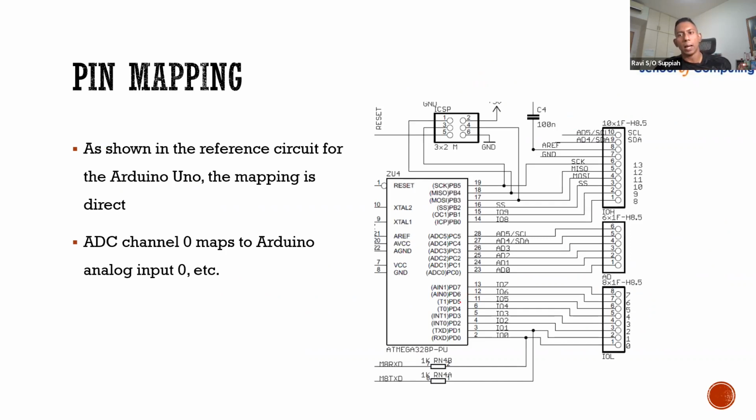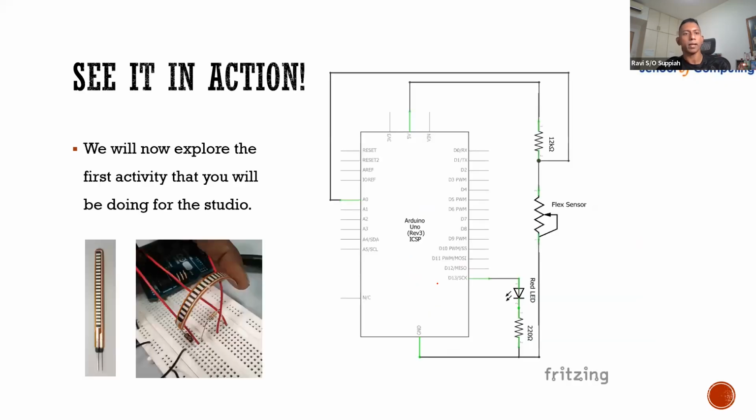In terms of the pin mapping, the mapping of the analog signals is shown here. So ADC 0 to 5 are mapped to A0 to A5 on the Arduino pinout connectors. On the board itself, you can see the labels A0 to A5 as analog input pins. So ADC channel 0 maps to analog input 0 and so on. Let's see it in action in the lab.